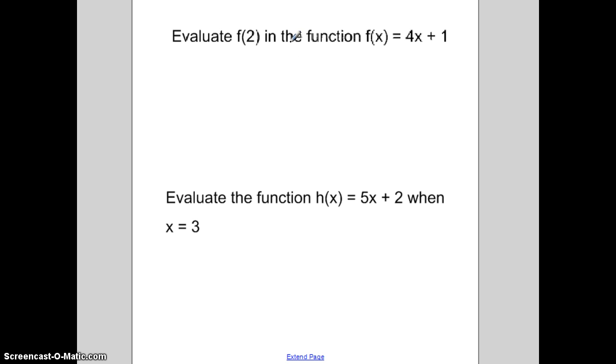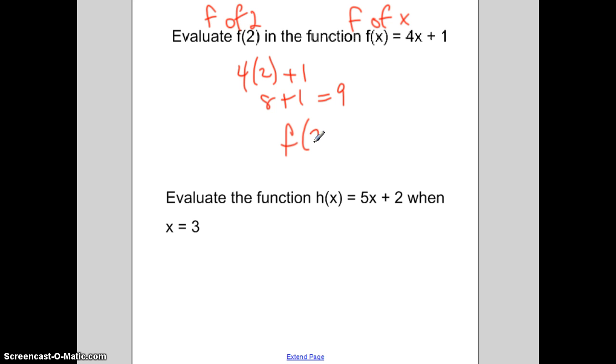Evaluate f of 2 in the function f of x. Remember, this is read f of x. That's really sloppy again. This is how you say it: f of 2, f of x. That's how you say this. So this just means when x is 2, plug it in. 4 times 2 plus 1 is 8 plus 1. It's going to be 9. So f of 2 equals 9, which means the function when x is 2 is equal to 9.